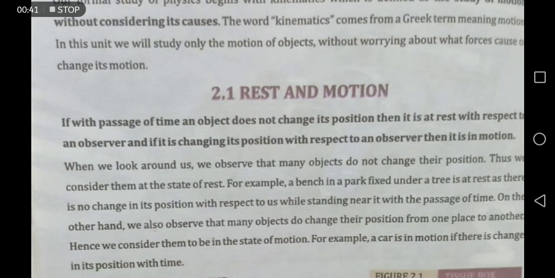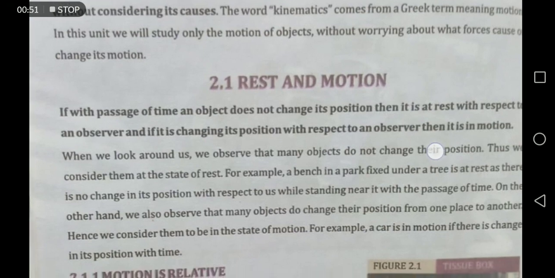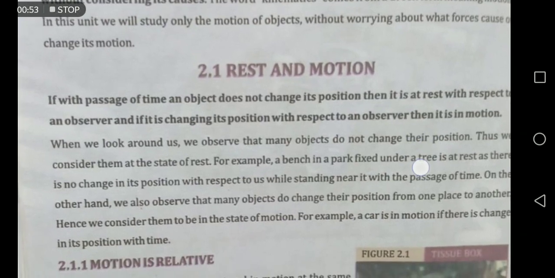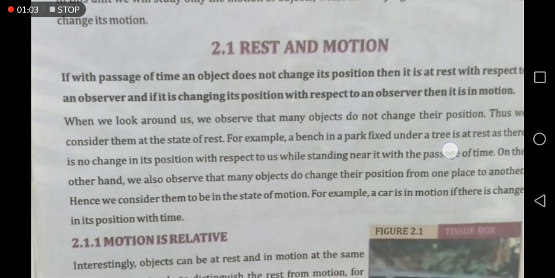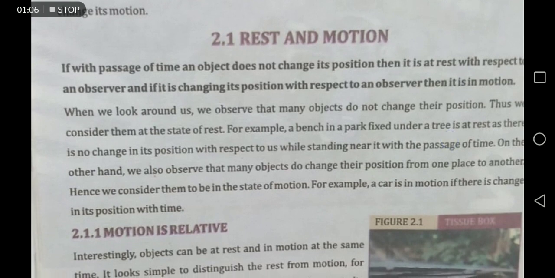It means the observer, related to their surroundings, observes that the body has changed its position. That is why we can say that the body is in the state of motion. In the other case, when a body does not change its position according to the observer who is related to its surroundings, then the body is in the state of rest.